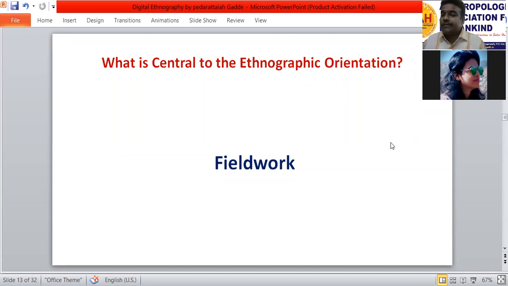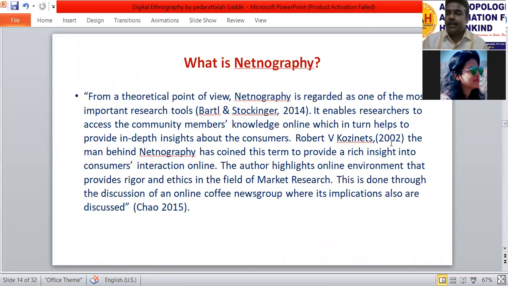So you see, fieldwork is central to the ethnographic orientation. What is netnography then?